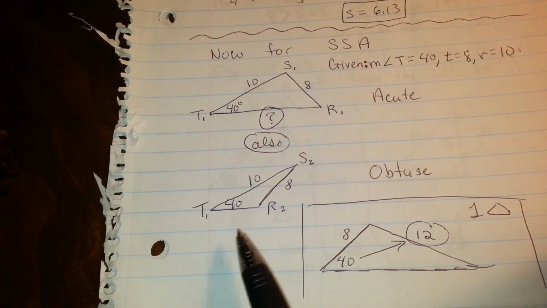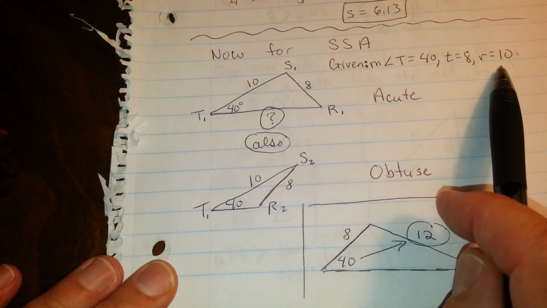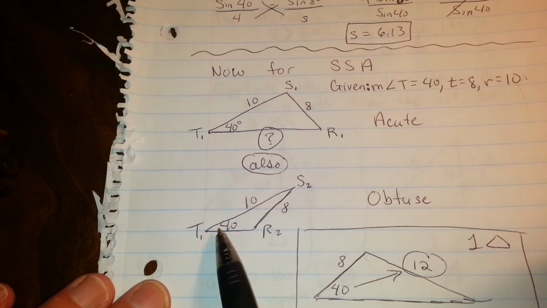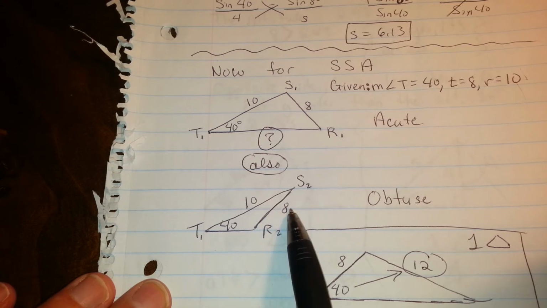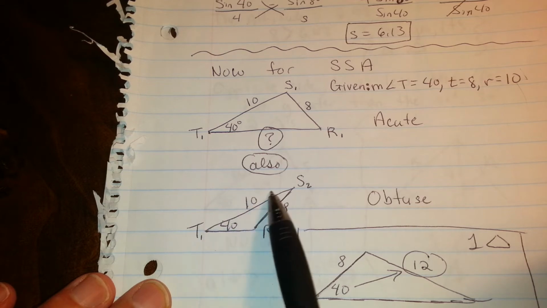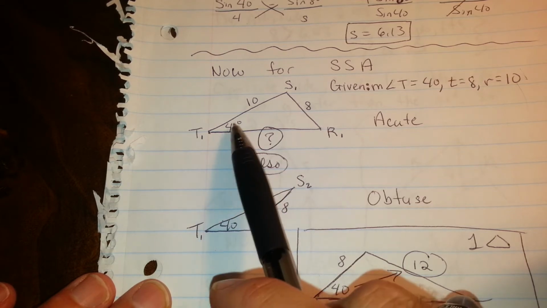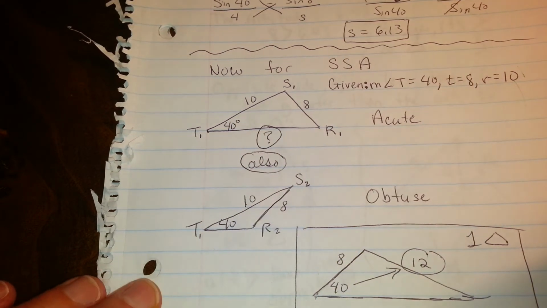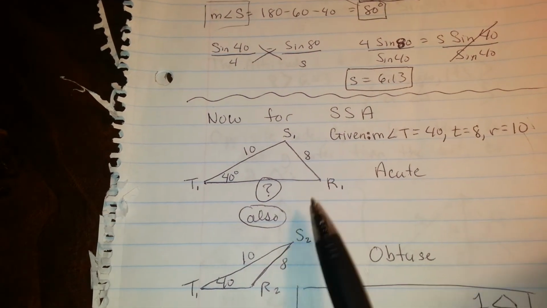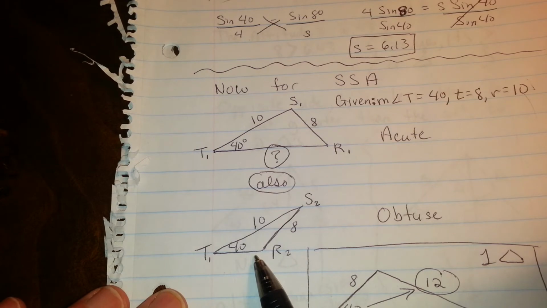This right here is the exact same criteria for this triangle. Angle of 40, little t across from it's 8, and the remaining side I put here. I make the last side, it forms the angle. See that 10 and that 10. Okay? One's going to be the acute triangle, and the other will have an obtuse angle.